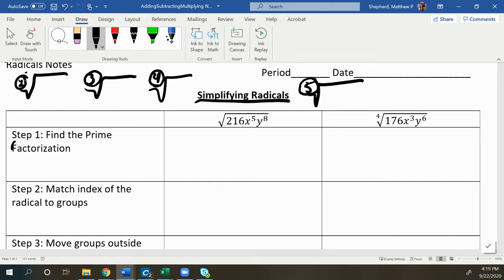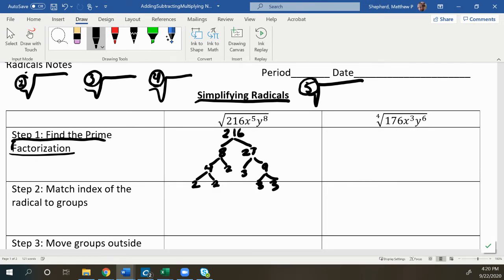All right, in this first one, we're going to just be simplifying here. So my first step is a prime factorization, most specifically of the numbers that you see there. So I'm going to take 216, and I know two factors of 216 would be 8 and 27. 8 can be broken up into 4 and 2, and 4 can be broken up into 2 and 2. 27 is a 3 and a 9, and 9 can be broken up into 3 and 3.